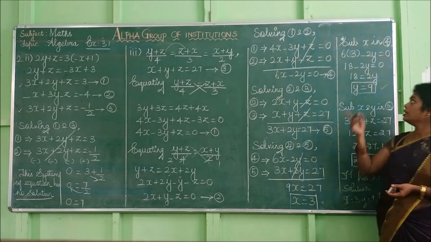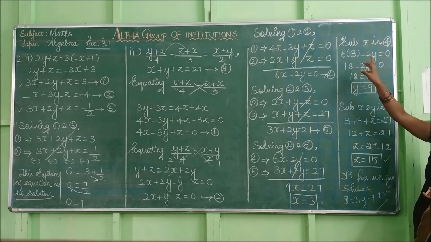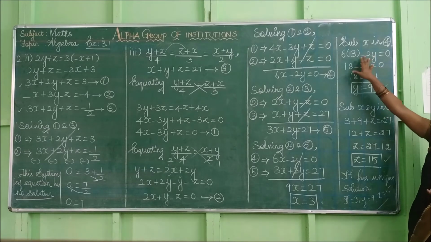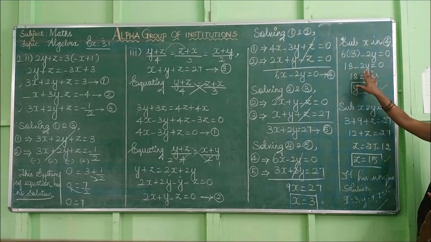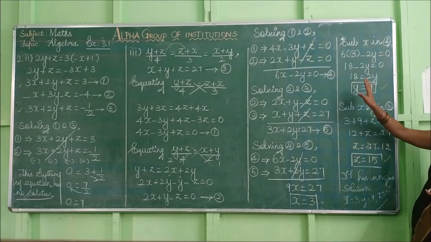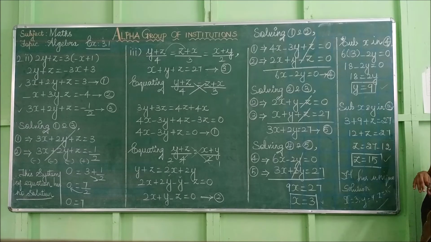So 6 into 3 is what? 6 3s are 18. 6 into 3 minus 2y is equal to 0. 18 minus 2y is equal to 0. We need the value of y only, so we have to change to that side. Negative goes that side means positive. So only the y value is needed. You can divide that 18 by 2. 18 by 2 is 9. You get the value for y.